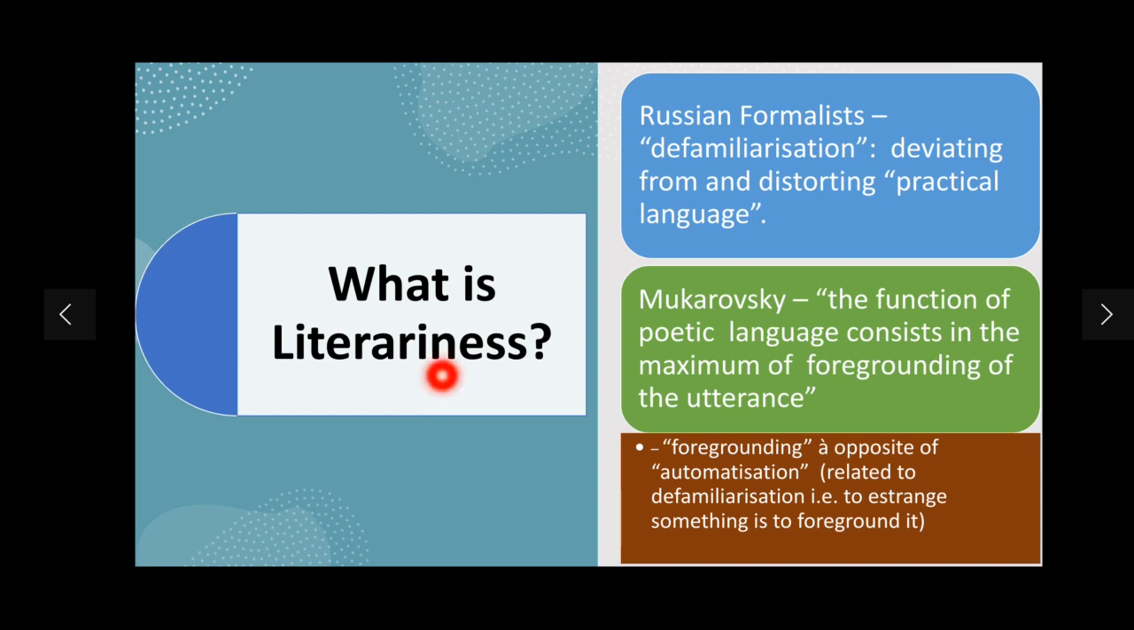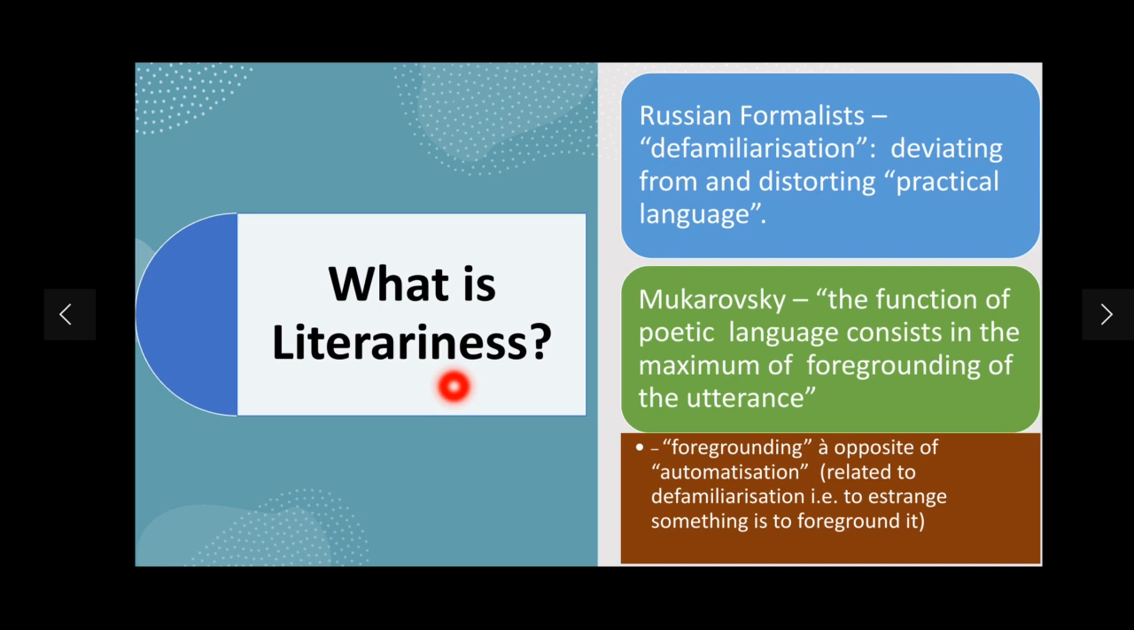Now, after defining literariness, we should know how literariness is achieved in literature. So, literariness is achieved through different techniques. For example, defamiliarization, deviating from existing rules or norms, and distorting practical language. First of all, we should know what is defamiliarization. Defamiliarization is a theory or technique in which an artistic or literary work is presented in an unfamiliar way. So, what does it mean?